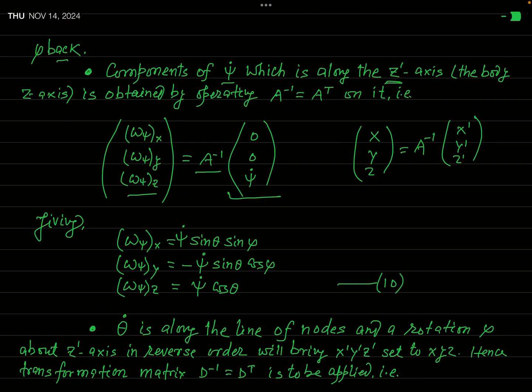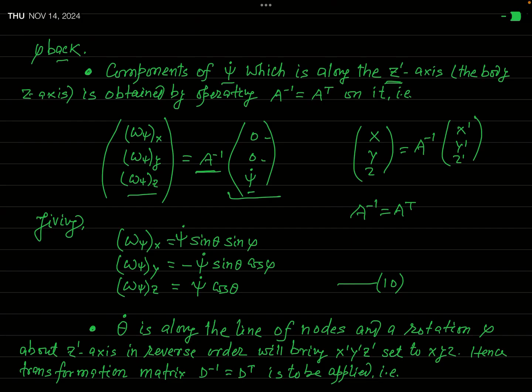Since psi dot is along the z dashed axis, the x prime and y prime components of psi dot will be 0. So the first two elements of this column matrix are 0, and the third is already along the z dashed axis, which is psi dot. At the place of the z component, this is psi dot, you can see. Now you have already seen how we can find A inverse. A inverse, you know, is equal to A transpose. So you will have to put here the value of A transpose and then multiply that value by this column matrix. It is just simple algebra and you can do it.